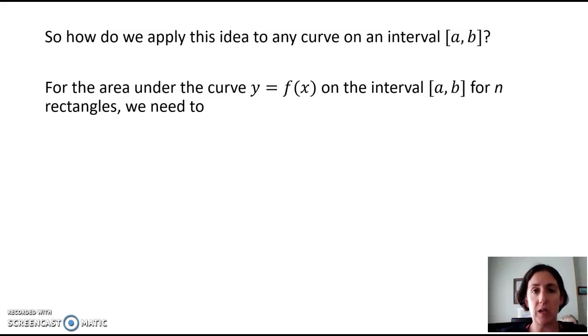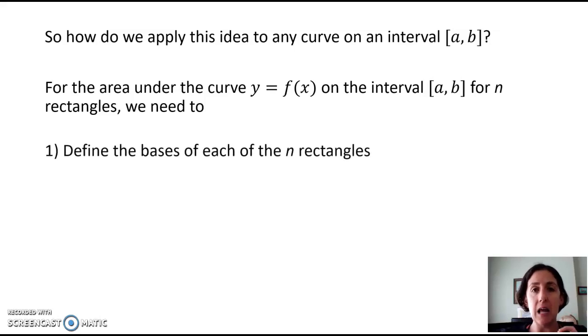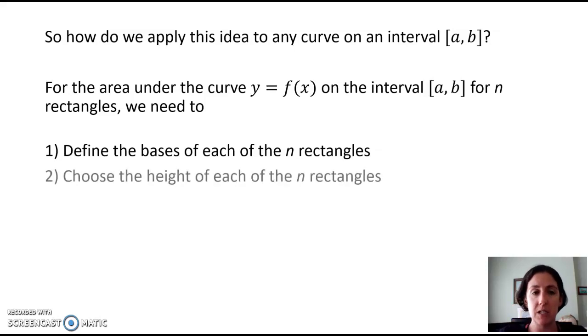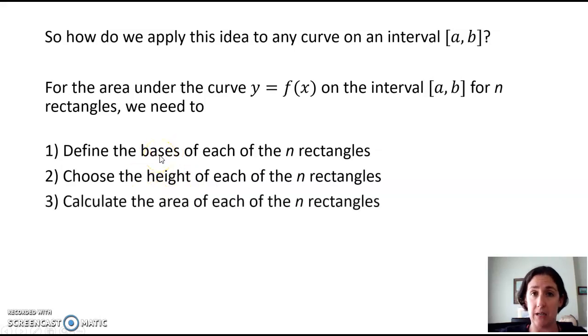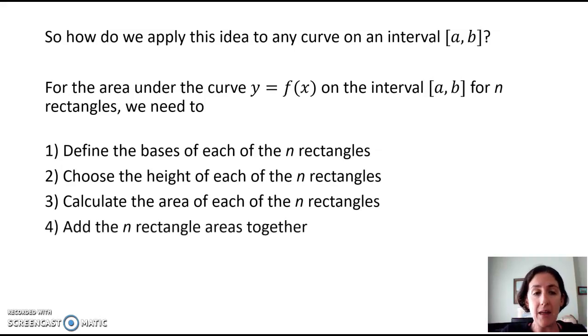These are the 4 things we need to do. Number 1, we need to define the base of those rectangles. The base is going to be the width, the bottom of those rectangles. We need to define the height of those rectangles by using function evaluation there. You know, the rectangle went up and it touched the parabola, so we've got to go up and touch f of x. And then based on these bases and these heights, height times base would give us the area of each of those rectangles. So we would calculate all those areas of those little rectangles, add them all together, and that would give us an approximation of the area underneath that curve.